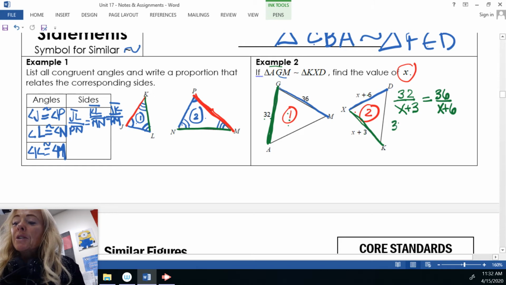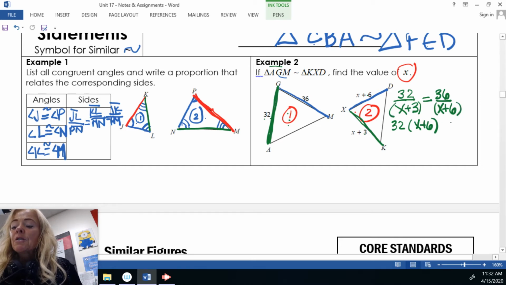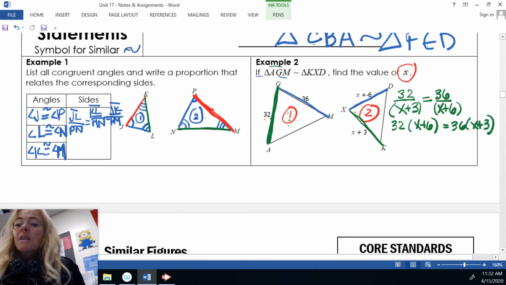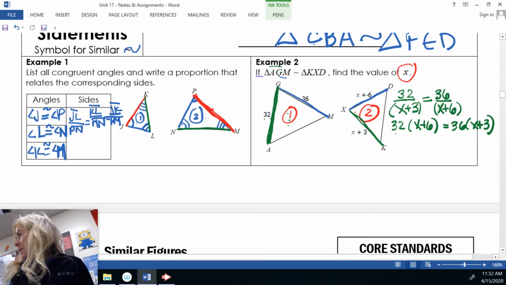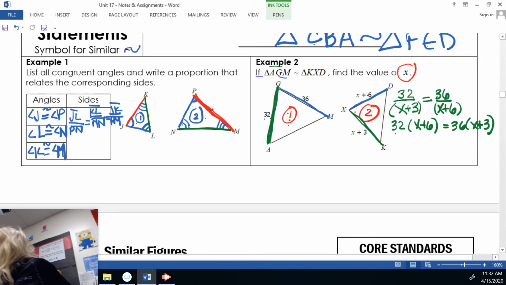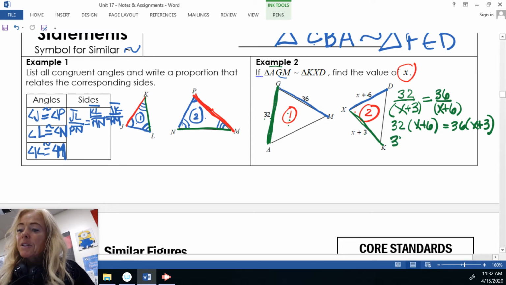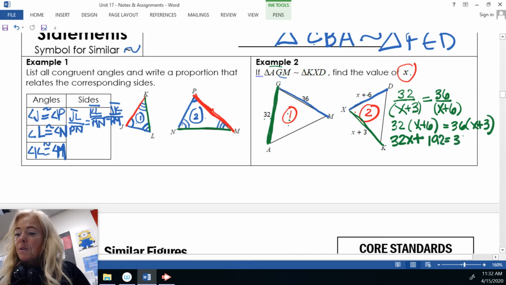So you'll have 32 times (x plus 6). Remember that we put parentheses around these so that we make sure that we appropriately multiply through or distribute our numbers. And that's going to be equal to 36 times (x plus 3). Right? So I'm going to probably want a calculator for this. Most likely, 32x plus 6 times 32 is 192, is equal to 36x plus 36 times 3 is 108.